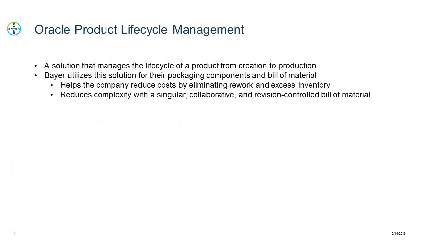So the next one is our Oracle Product Lifecycle Management. It manages the lifecycle of our product from creation to production. It's also where we house a lot of our packaging components and our BOM, or bill of material. And by having this in one place, it helps us reduce costs by eliminating rework and excess inventory. And again, it's our single repository for our bill of material and our revision control for that bill of material.